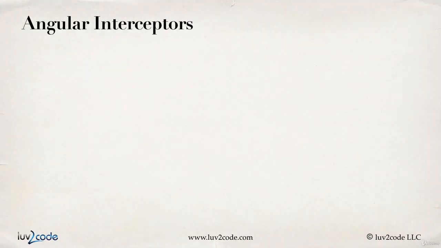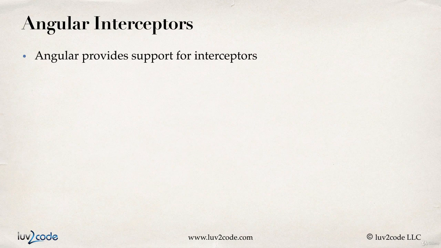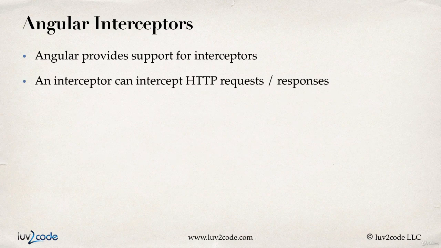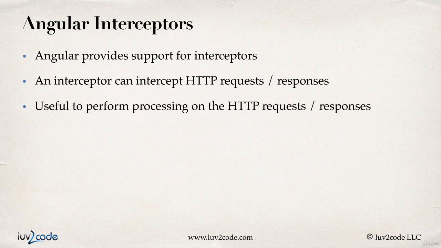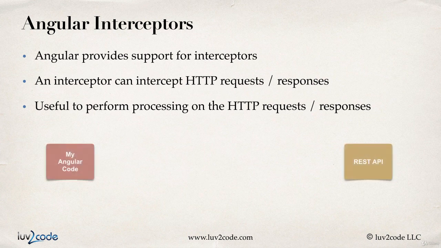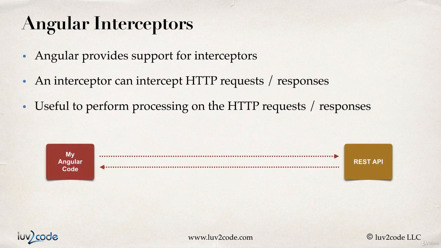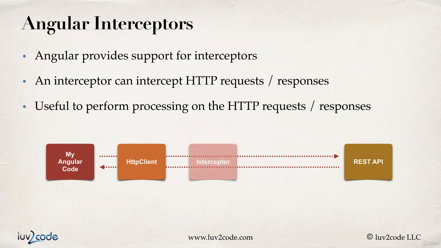Okay, so Angular interceptor. Angular provides support for interceptors. An interceptor can intercept the HTTP requests and responses, and you can use it to perform processing on them. So here's a little diagram. I have my Angular code over on the left-hand side, my REST API on the back end. They're communicating left and right. Then we have this HTTP client that we use to handle the communication for us. And then we can add in an interceptor. The interceptor can take our HTTP request and perform some additional processing on it.